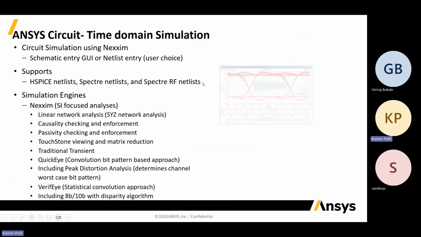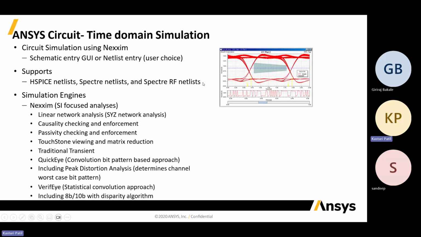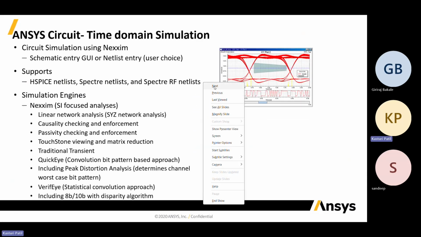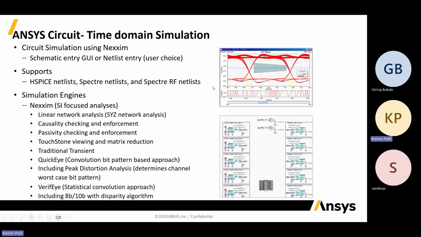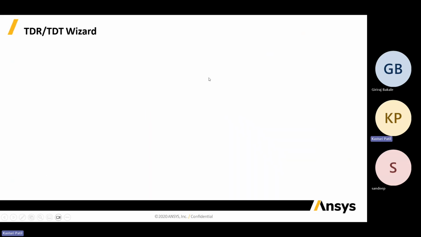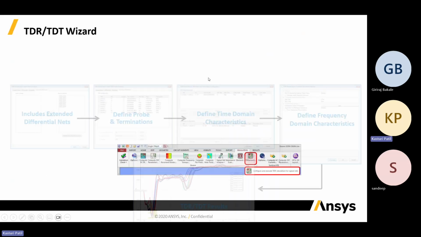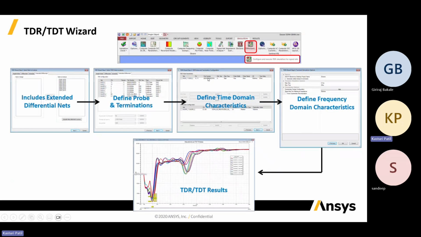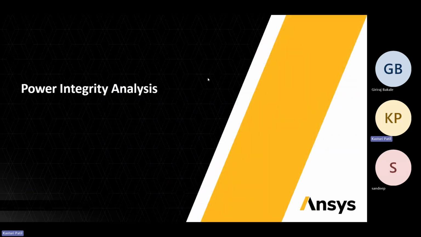Apart from that, we can see eye diagram analysis, or we basically convert into circuits and solve those. We can find linear network analysis, like SYZ parameter values, eye diagram analysis, then touchstone viewing and matrix reduction values. Apart from that, TDR and TDT graphs we can generate from SI wave.